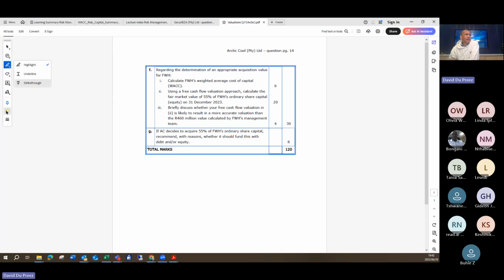they're saying regarding the determination of an appropriate acquisition value for FWH. All right. So let's talk about acquisition. You did groups. All of you did groups. You did the purchase or the investing, either significant influence as an associate or a subsidiary. Or when you are buying, what are you buying? When you are acquiring a company, what are you purchasing?